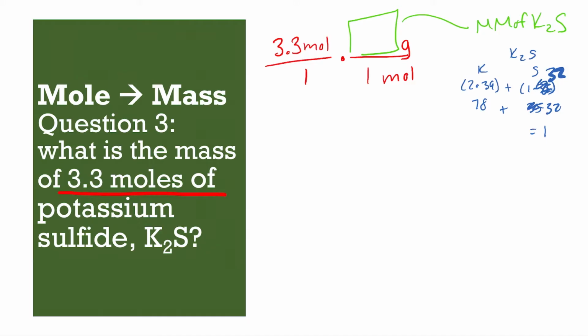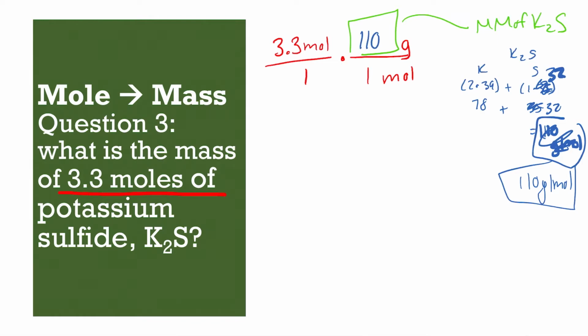32, 78 plus 32 gives us 110 grams per mole. Okay, so that's what goes up there, 110 grams per 1 mole. Our moles cancel out, left with grams. Yay, we set it up correctly.